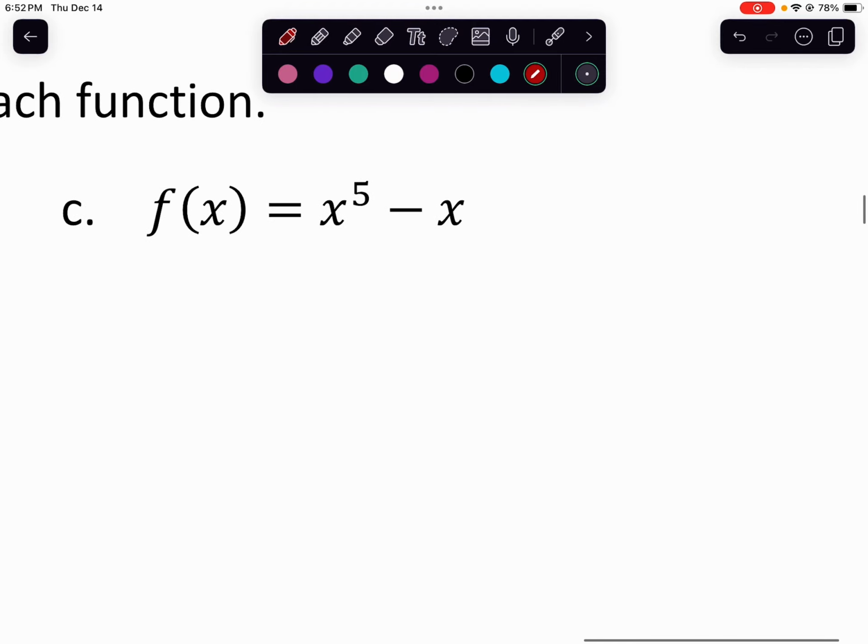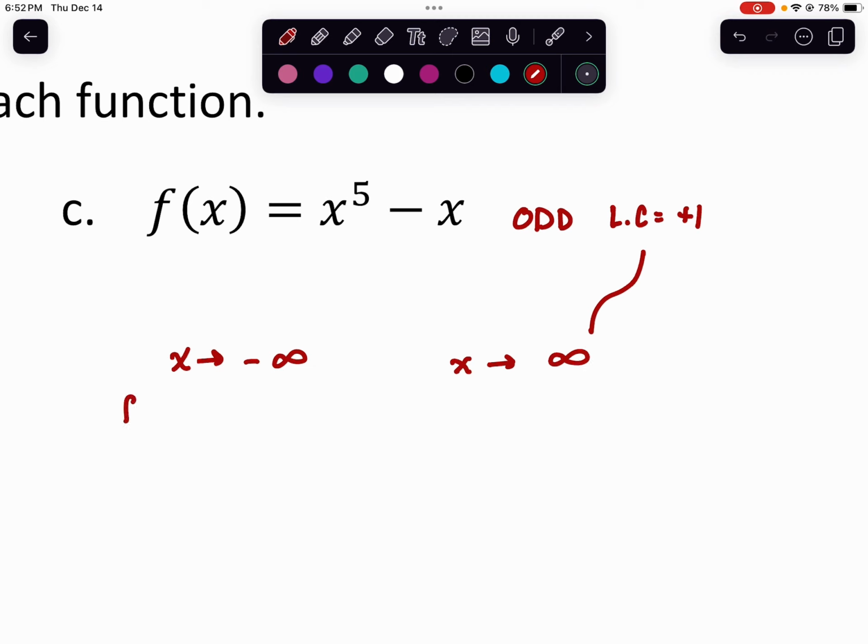All right, last your turn. As soon as I see that x to the 5th, it's an odd function, which means it's S-shaped. My leading coefficient is positive 1, so it is that shape right there. A little bit flatter in the middle, but we just want the shape. So, as x approaches negative infinity, as x approaches positive infinity, what does f of x do?